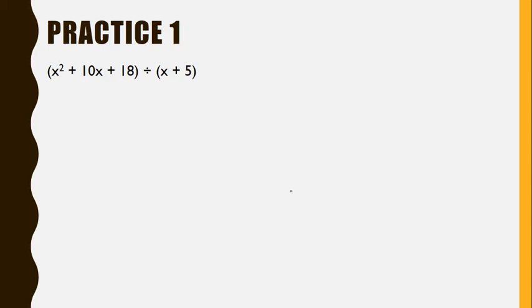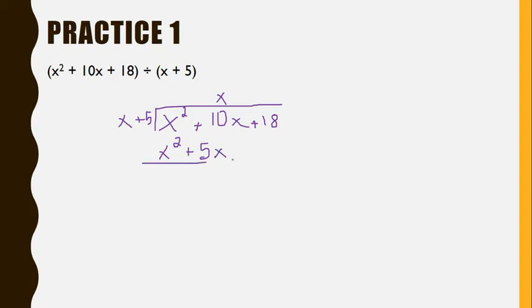So inside, we're going to have the x squared plus 10x plus 18. On the outside, we've got x plus 5. So we're going to take our highest term, x squared, and divide it by x. We get x. X times x, x squared. X times 5, 5x. Change our values here, so these are now both minus. Add. X squared minus x squared is 0. 10x minus 5x gives us a positive 5x. Bring down our positive 18.